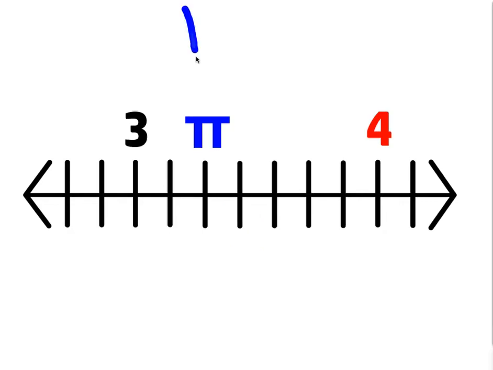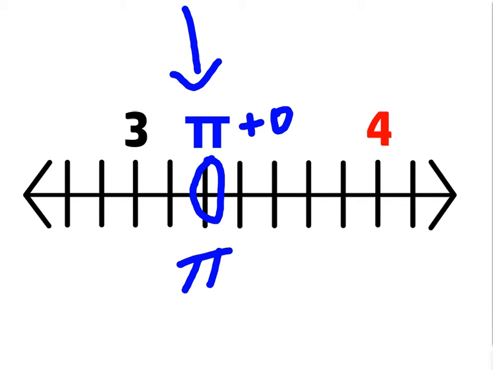Now let's look at pi. The same is actually true for pi. If we add nothing to it, if we move nowhere to the right or left and we just stay there, what number is that? Well, it's the same number you started out with, pi, correct?